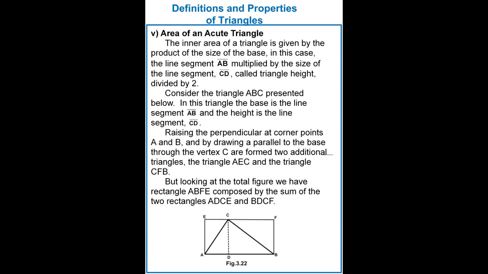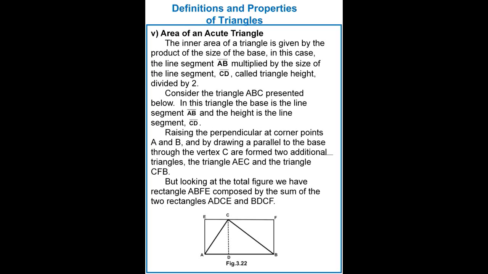The second slide of this fourth class of Chapter 3 presents the method of calculating the area of an acute triangle. Figure 3.22 presented on the slide shows the triangle ABC. In this triangle, the straight line segment AB is the base of the triangle. The area of a triangle is given by the multiplication of the dimension of its base by the dimension of the segment called the height of the triangle, corresponding to the side of the base, divided by 2.